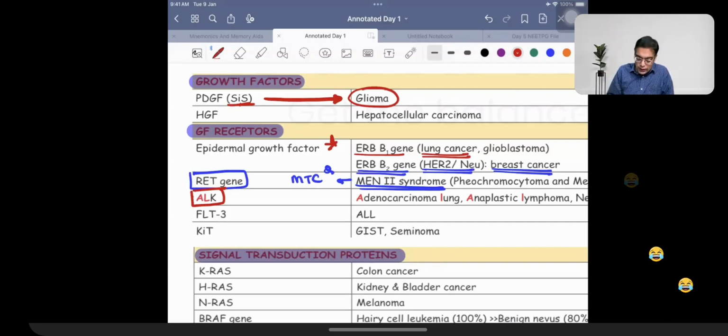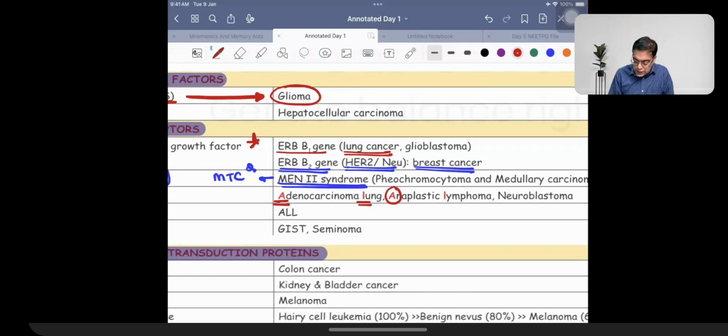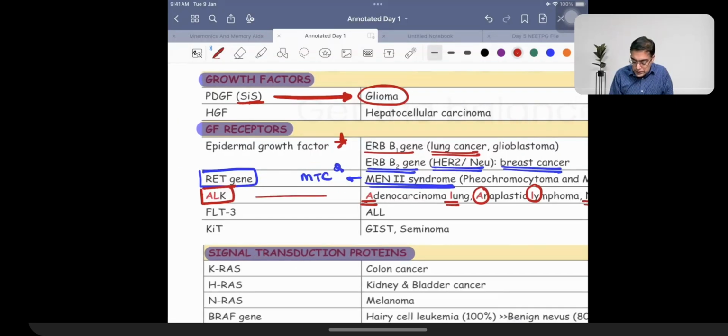ALK. So ALK is going to be associated with adenocarcinoma of the lung. Then ALK is also associated with anaplastic lymphoma. This was also asked as an INI-CET question. And this can be seen in a patient who's going to be suffering from neuroblastoma as well. So ALK is associated with anaplastic T-cell lymphoma. It is going to be associated with adenocarcinoma of the lung as well. Example of a drug which is going to be used for adenocarcinoma of the lung, which is caused because of ALK.